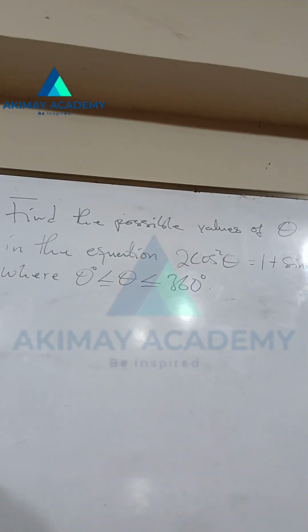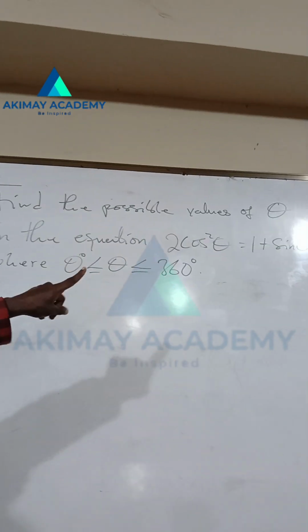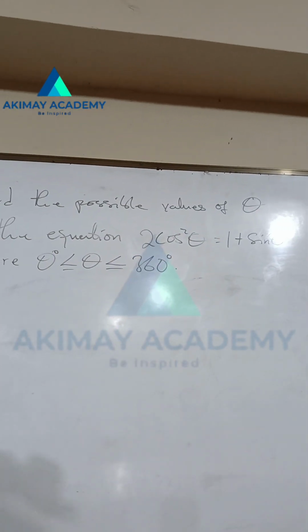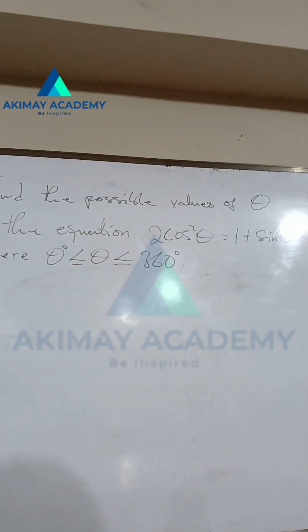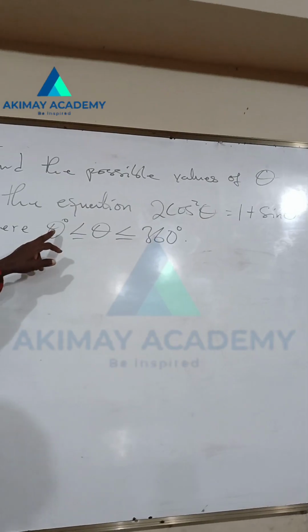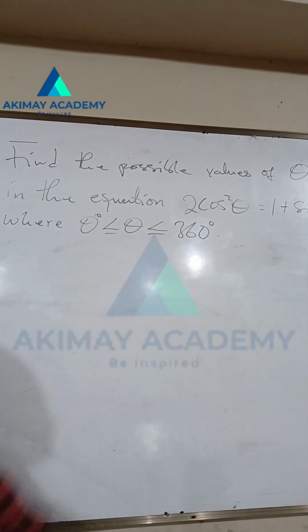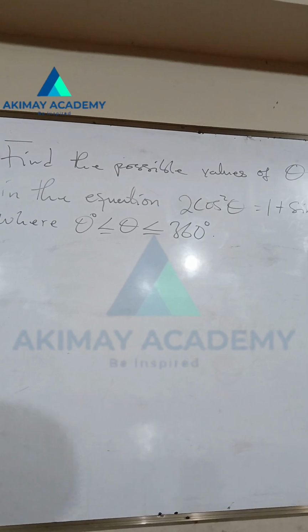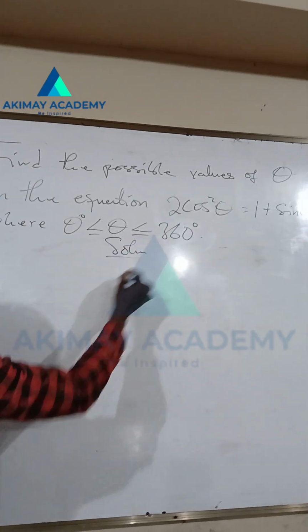The particular problem is that I find the possible values of theta in the equation 2 cos squared theta equals 1 plus sine theta, where 0 degrees is less than or equal to theta, which is less than or equal to 360 degrees. Let's look at how to deal with this particular problem.